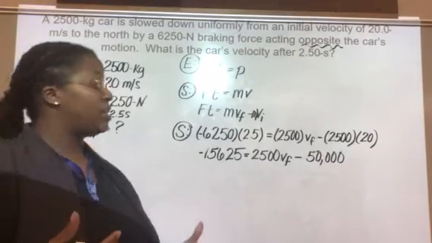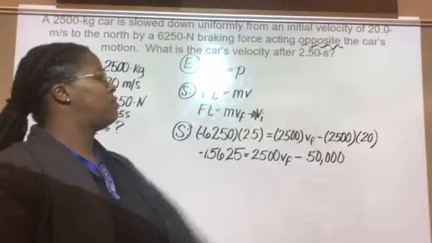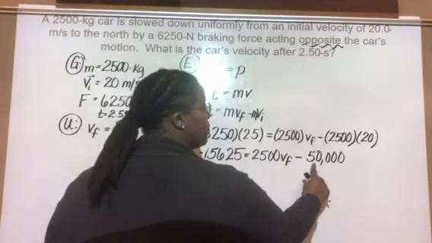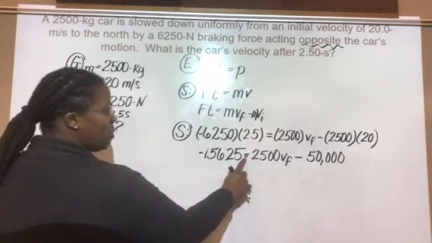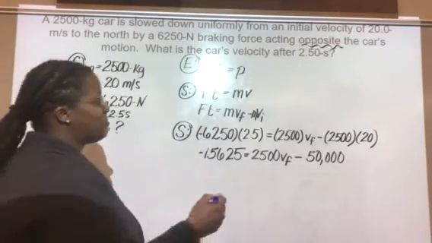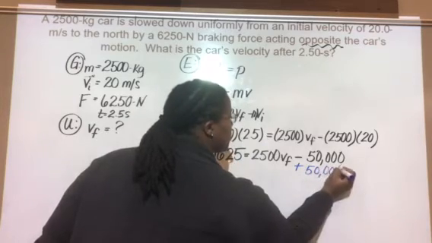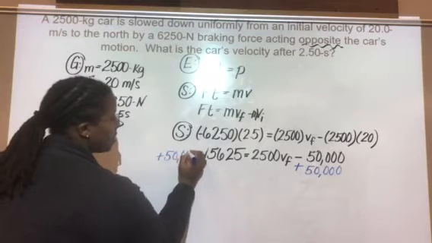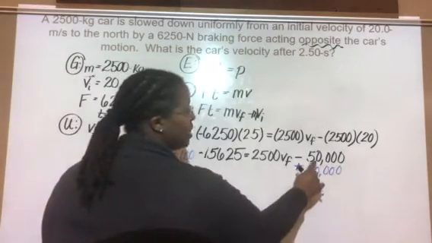Now, we've got to move some things around because eventually this final velocity has to be by itself. So if I'm looking to make things simpler right here, I want to move 50,000 from this side of my equation to the opposite side of my equal sign, right? So what's the opposite of subtracting? You got it. We're going to add on both sides. Once we add, if you think about it, what's going to happen here?